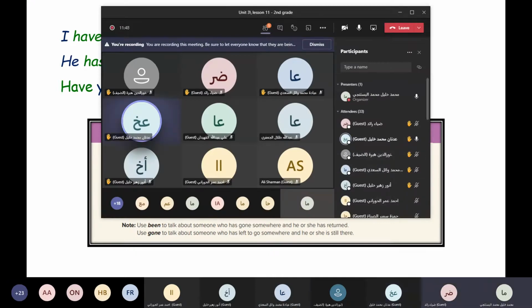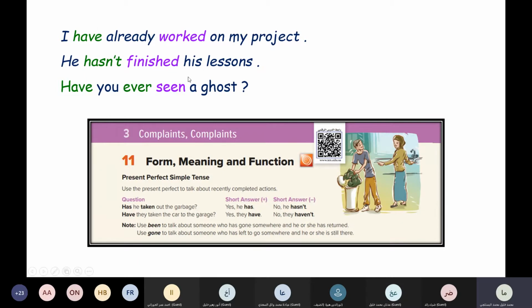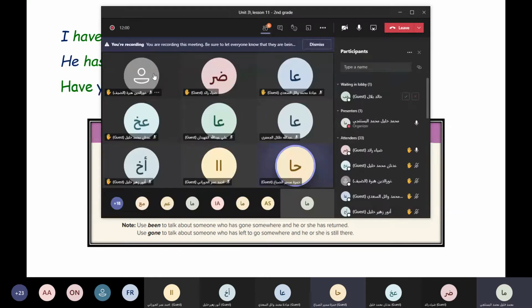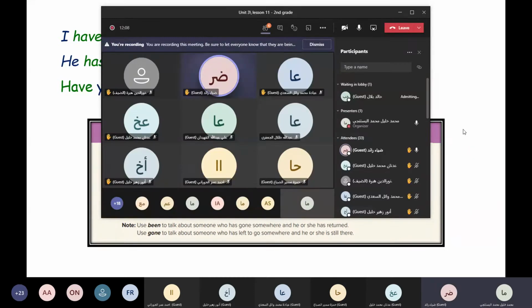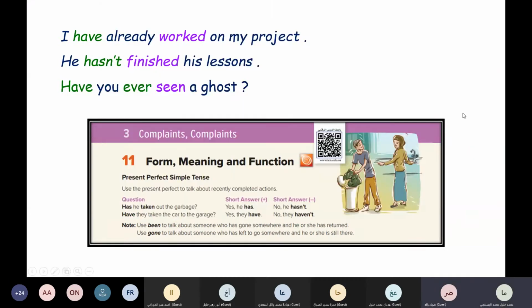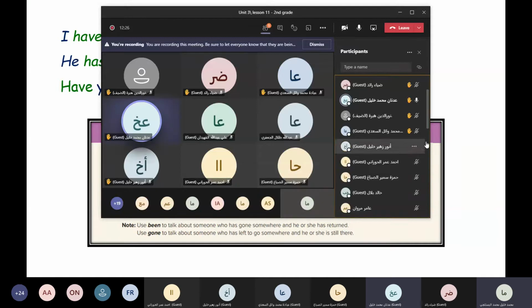The third question. Yes, Dia. Have you ever seen a ghost? Good. So you realize that these sentences represent the present perfect. Who can read the explanation here? Who can read the instructions? Read, Adnan.